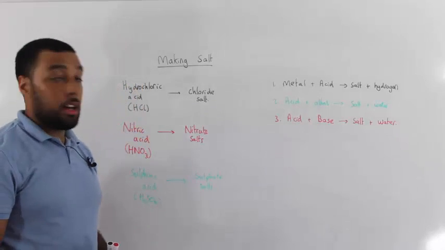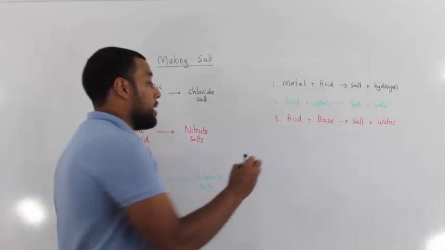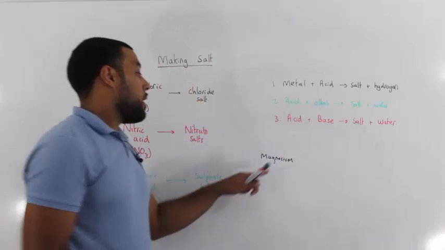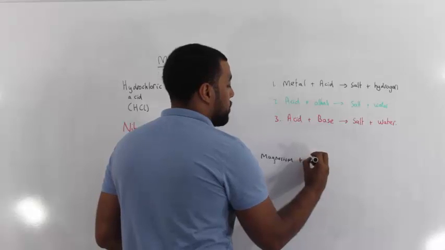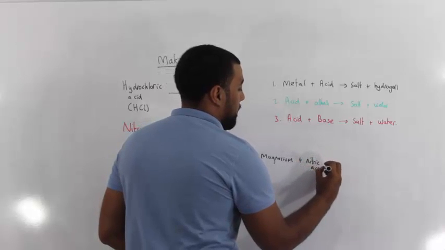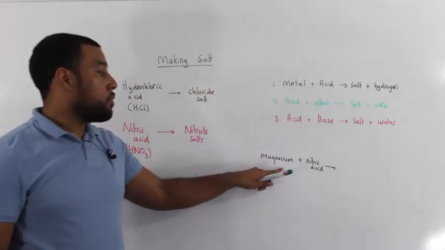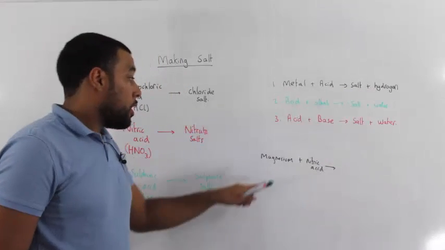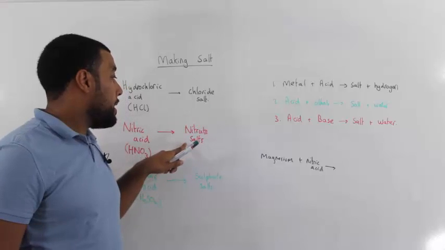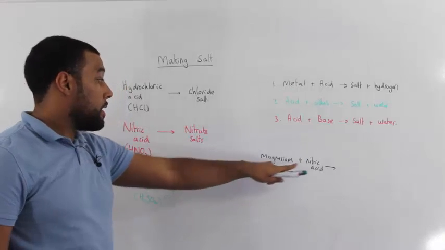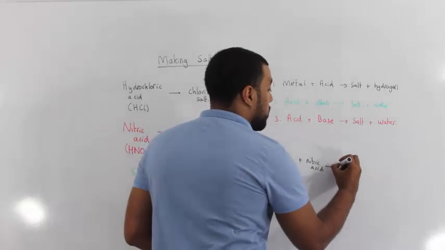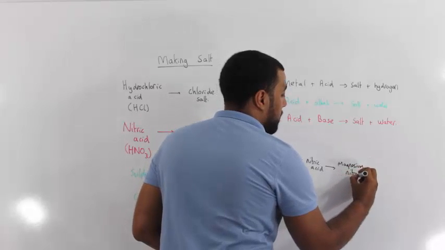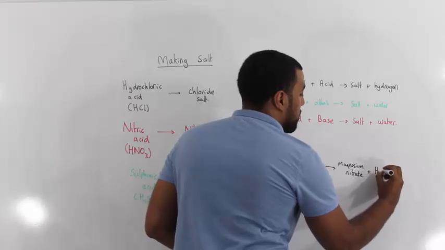Let me give you guys an example. So let's say we have some magnesium and we react that magnesium with nitric acid. Well, according to my rules, I've got a metal and an acid, so I'm going to make salt and hydrogen. The salt is going to be a nitrate salt because I've used nitric acid. So the salt will be called magnesium nitrate plus hydrogen.